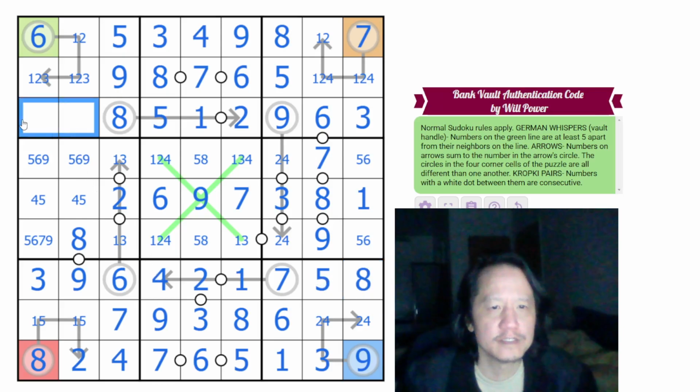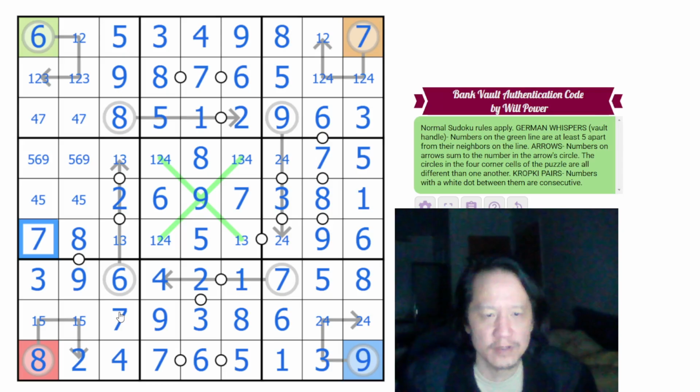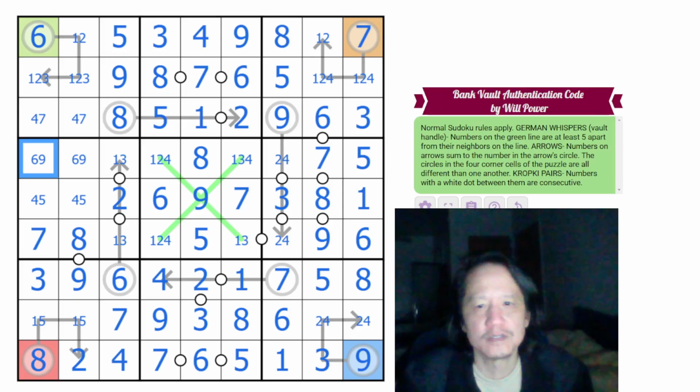The remaining digits here are 4 and 7. So that's possible. This can't be 8 anymore, so this is 5, which makes that 8. That can't be 5, so this is 6, which makes that 5. This has to be a 7. This can't be 5. And this can't be 6, so therefore this is a 9. This has to be 6.